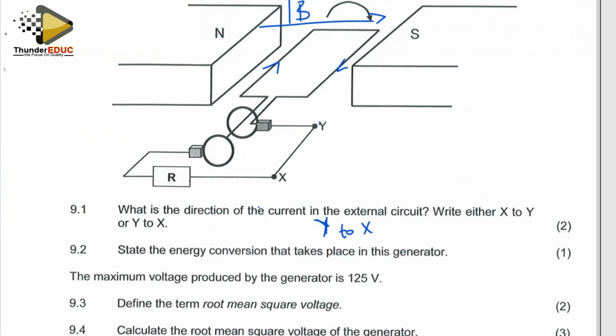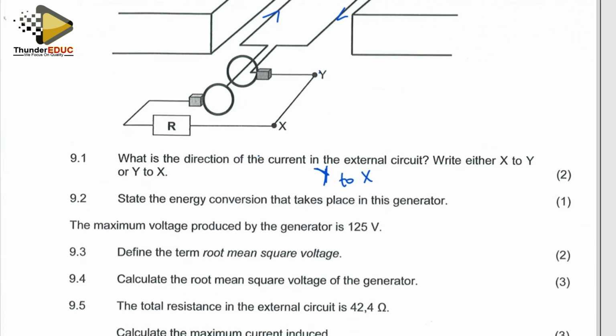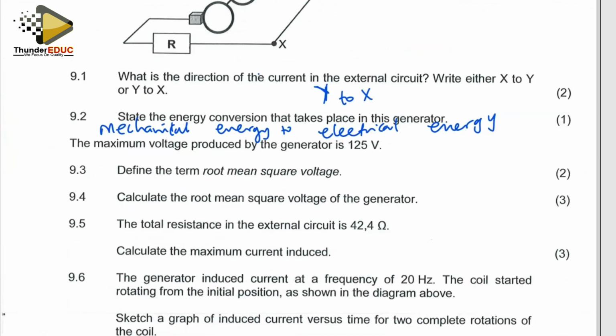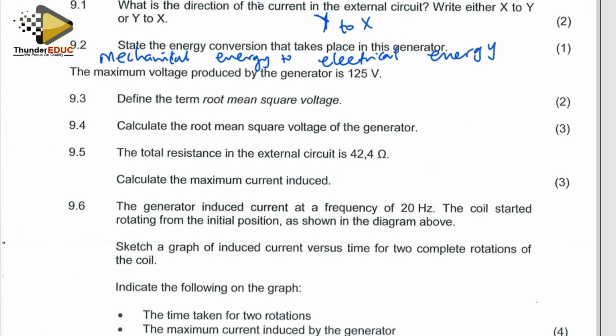That makes sense. Then 9.2, state the energy conversion that takes place within a generator. We know that a generator is known for converting mechanical energy to electrical energy. Okay, mechanical to electrical. Then they're telling us that the maximum voltage, Vmax, is 125 V.